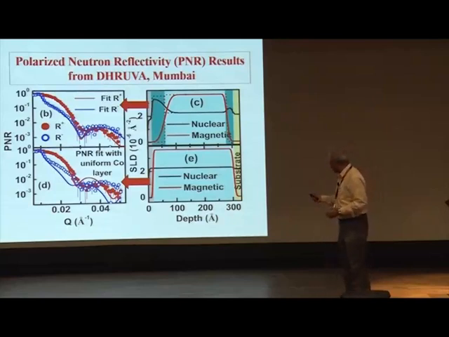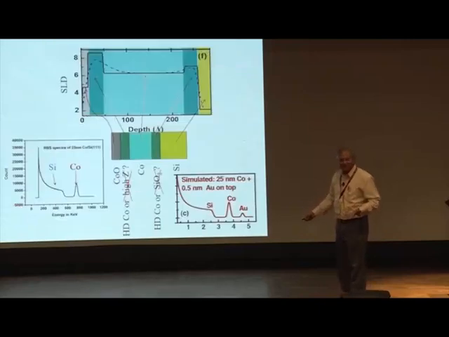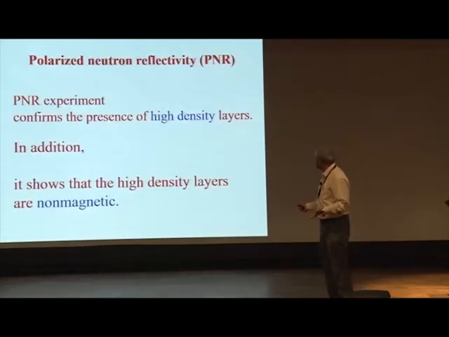So we couldn't carry out the experiment to a much larger value of this because the intensity falls, and you see almost nothing after that. So then we repeated the experiment at the best neutron source. Where is this?